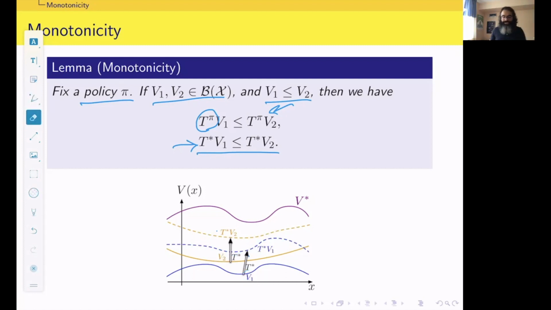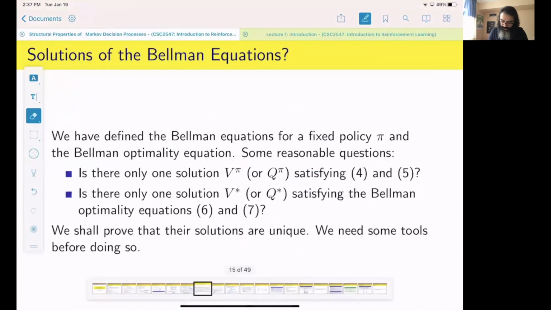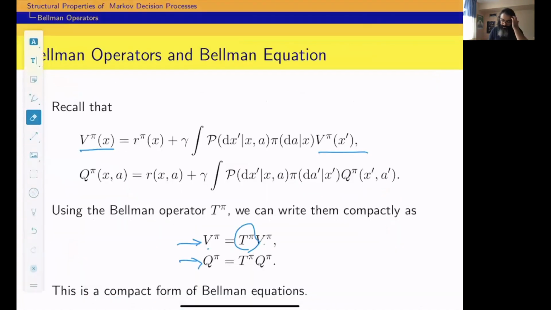Okay, is this clear what it means? There were questions, let me see. The question is that shouldn't the equation say V pi equal to T pi V on slide 24?